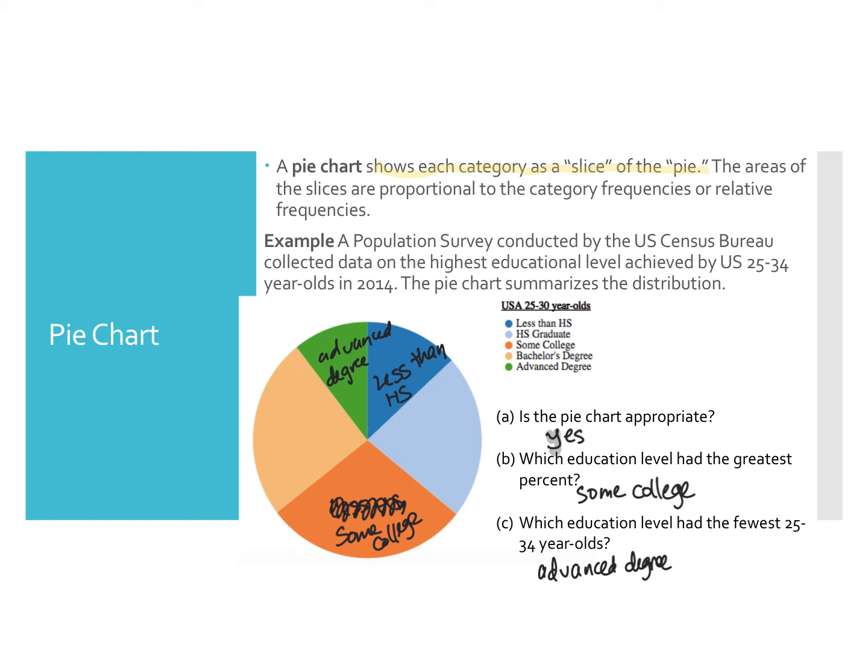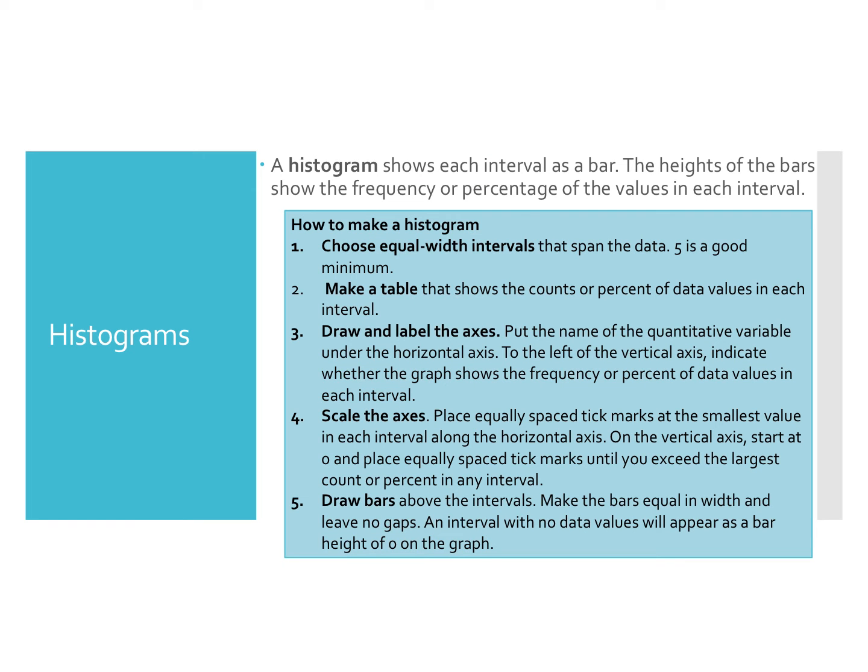And that's it. When we start referring to a histogram, it shows each interval as a bar. The heights of those bars show the frequency or percentage of the values in that interval. These are the steps to constructing a histogram. The first thing you're going to do is choose equal width intervals that span the data.